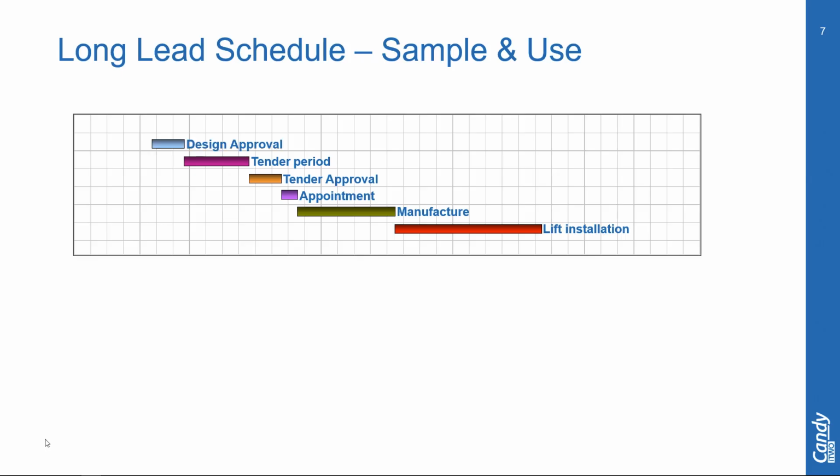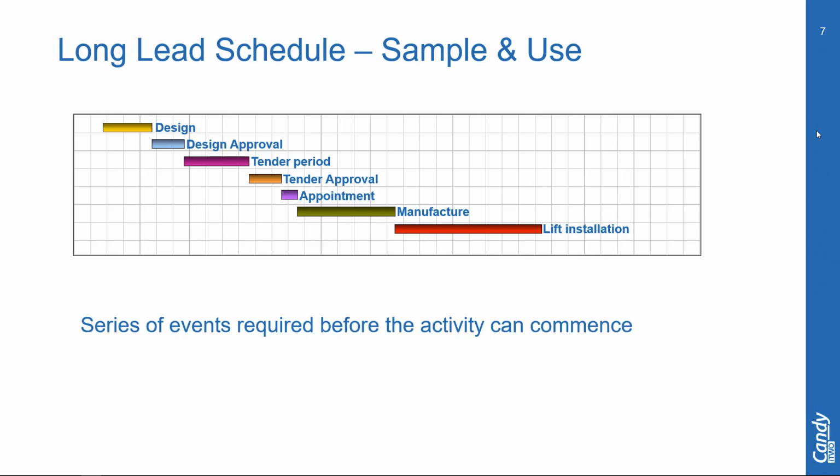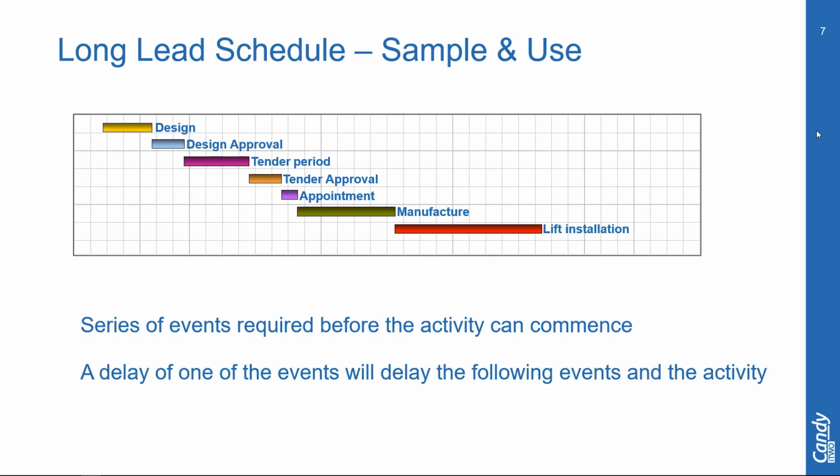Now, this is things that you would have put on your schedule, but you don't have to. Now we'll put it into the long lead schedule. So you'll put in design approval, the tender period, tender approval, appointment, and manufacture, and that all has to happen before the activity starts on site. You will notice that the long leads is a series of events required before the activity can commence on site. A delay of any of the events will delay the following events and activities.